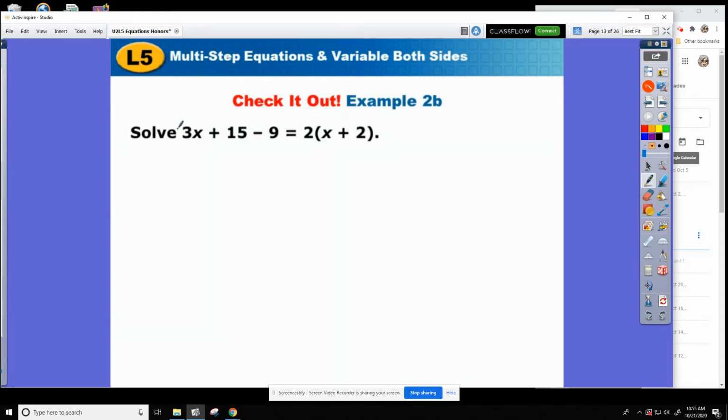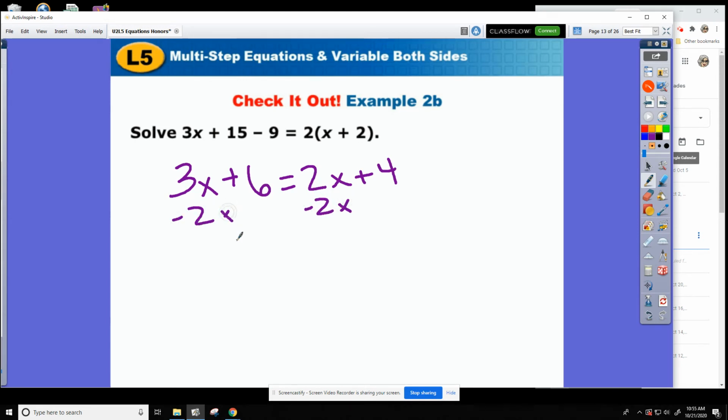Okay, here, this side I could combine 15 and negative 9. This side I have to multiply the 2, distribute it to both. So then I subtract 2x. x plus 6 equals 4. You could probably work it from here. What plus 6 is 4? 6 minus 2 is 4. So x is negative 2.